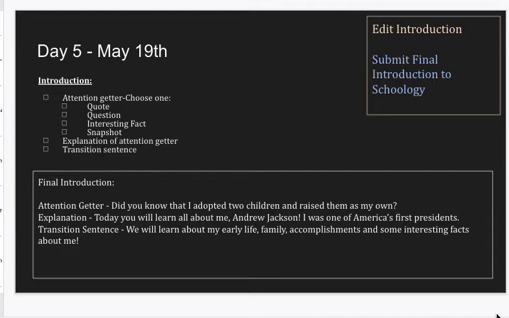So this is your job. Today your job is to look at the introduction that you wrote yesterday. Notice it is very likely written in third person. And your job is to make changes to switch it from third person into first person. When you are done making those edits, read your whole introduction through and make sure it sounds like your historical figure is the one who's talking. Once you have those changes made, be sure that it is pasted in the box on this slide that says Day 5, May 19th, and submit a screenshot to Schoology.